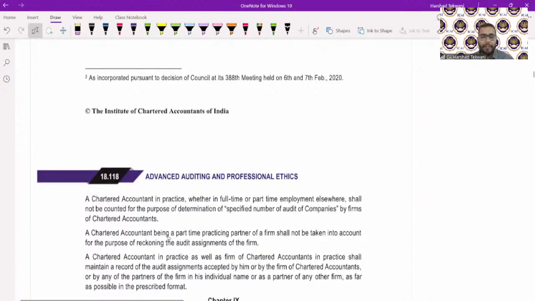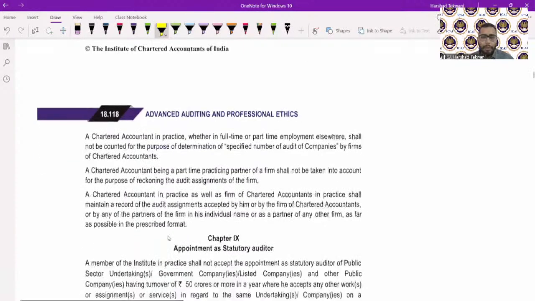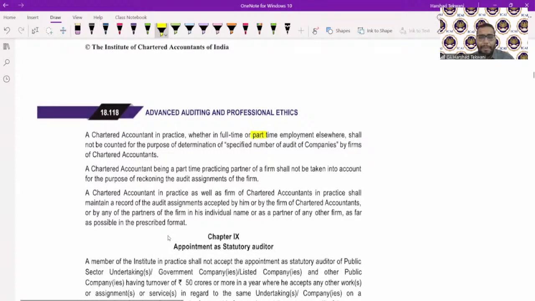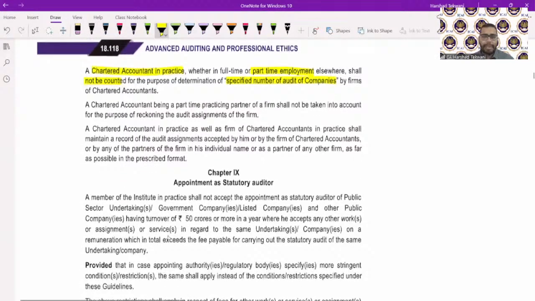Again, in the same way, if a chartered accountant in practice is in part-time employment or part-time in service, then he is not required to be counted for the specified number of audits of companies. Same as here, part-time practicing is not required to be taken.